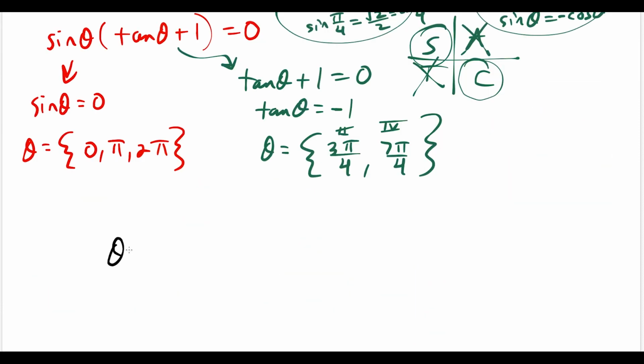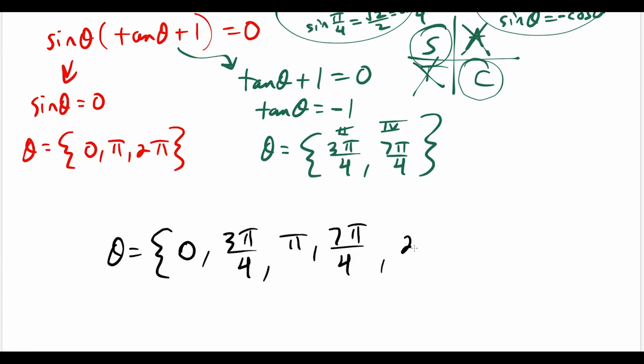So now let's write all of our answers together. We have theta equals, our first solution in order is 0. Then up next, we have 3 pi over 4. After 3 pi over 4, we have pi, then 7 pi over 4, and then 2 pi is our final solution.